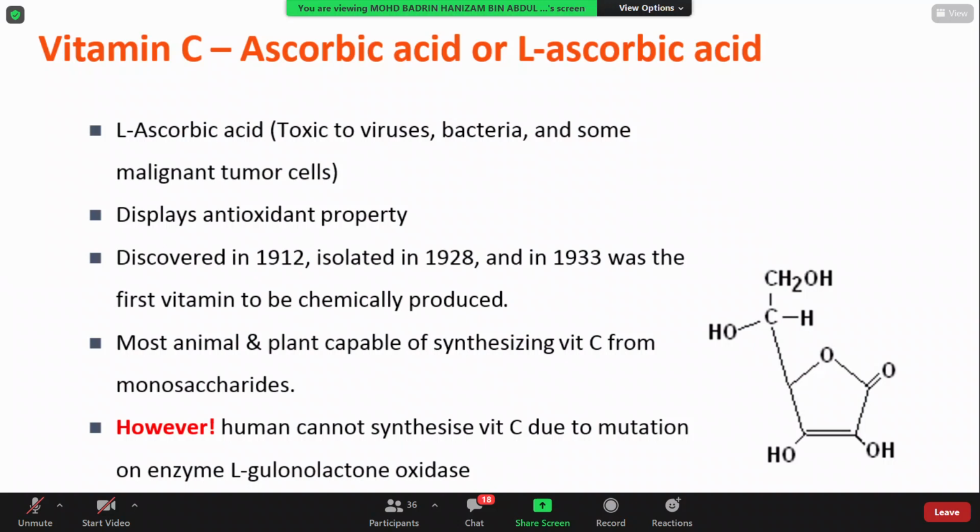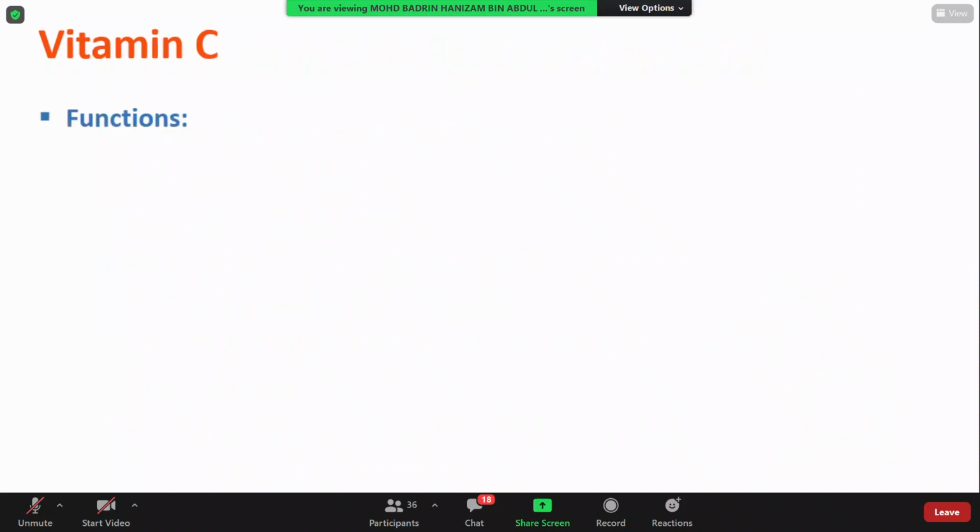Otherwise, it would be very easy. We wouldn't need to buy vitamin C supplements. We wouldn't need to eat oranges for vitamin C. We would just eat fruits for their fiber content, but not for their vitamin content. But unfortunately, we don't have this enzyme anymore. So we need to outsource it from other sources, such as animals and plants, right? Might as well get it from supplements.